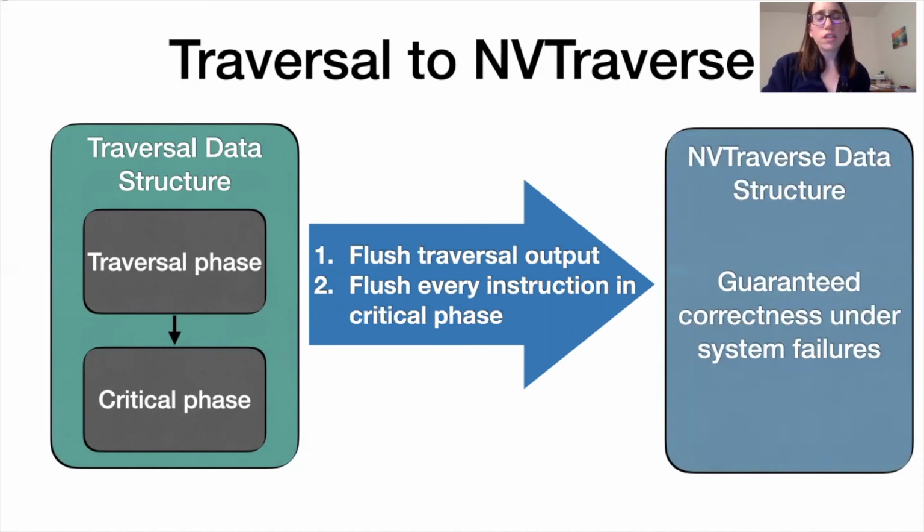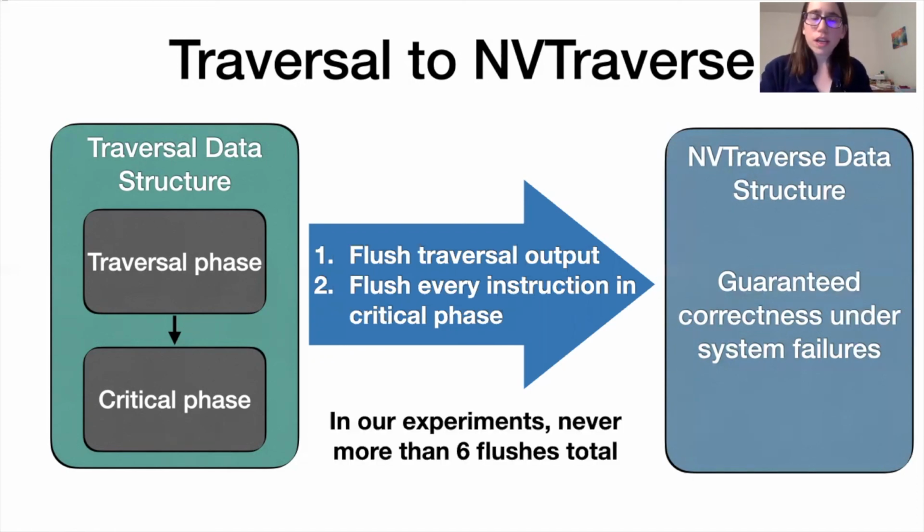This framework says to flush in two simple places. First of all, flush the output of the traversal. And secondly, during the critical phase, flush everything, so flush after every access to shared memory. And just as a practical note, this eliminates a lot of flushes. In our experiments, we never flushed more than 6 locations per data structure operation, and this is even for very large data structures.